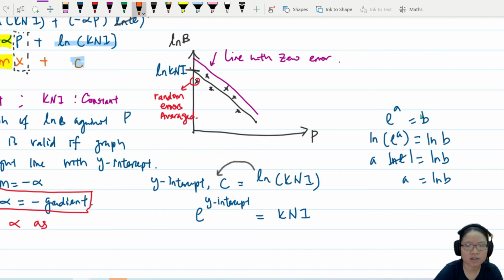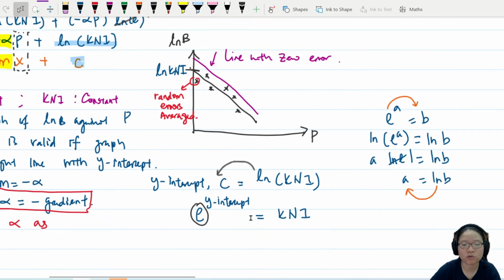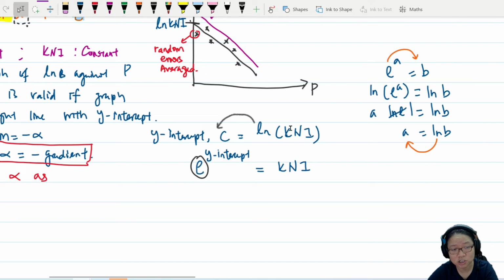So you will see that when this e goes to this side, it becomes ln. The ln comes back to this side, it becomes e. So whenever the ln goes over, you will get this e to the power. It depends on how much maths you do. For those people who do maths, it's very second nature. You reverse back, you get e. E to the power of y-intercept is k and I.